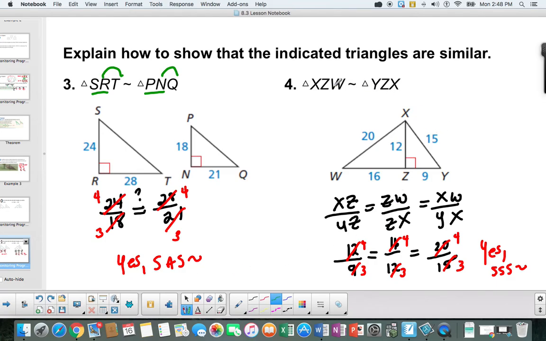Now in this case I set up the proportion here for the sides. I substitute all the numbers and I reduce, and they all have the same ratio. So the answer is yes by side, side, side similarity.